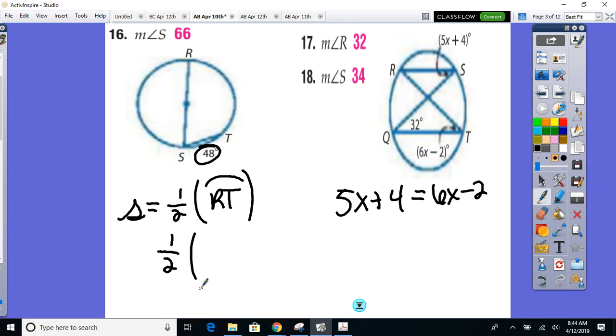Creates what type of arc? Semicircle, 180. So what can I do with the 180 and the 48? Subtract it. Half of, what was that, 132? Half of 132, that's where you get your 66 from. Thank you. We good? Still not done with the homework.